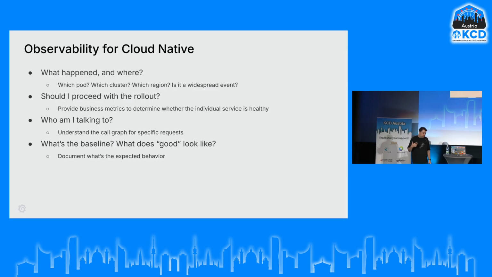So things that we need to answer when we have a cloud native architecture are what happened and where. So which pod caused the issue that I'm seeing? In which cluster did it happen? And is it specific to a region, or is it widespread? So those are things that I need to be able to answer whenever I'm awoken at 2 a.m. to find out the cause of an issue.